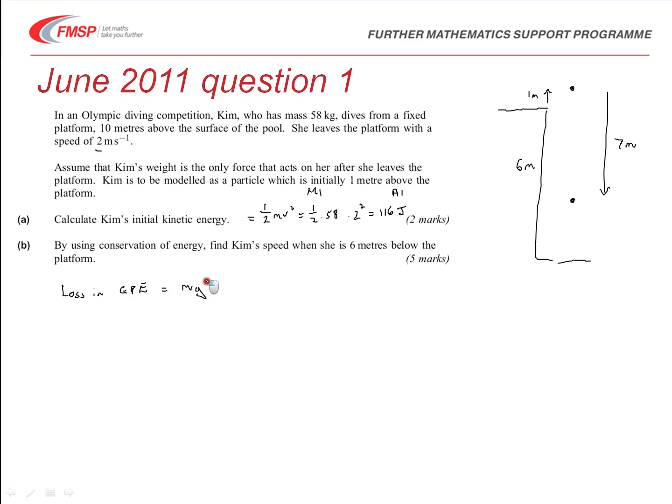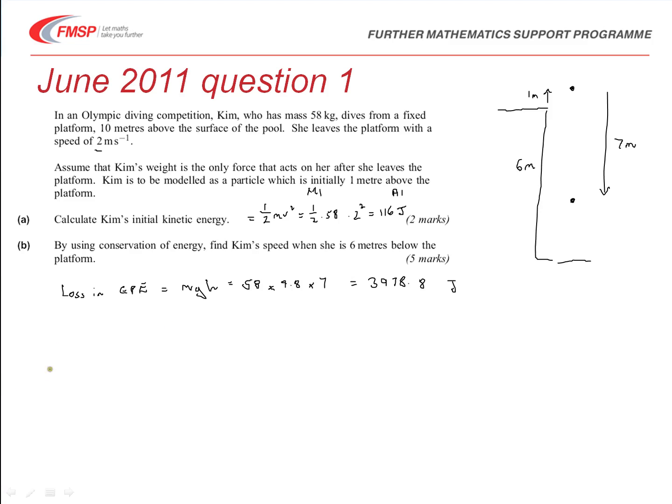mgh, where m is 58, g we know is 9.8, and the height change is 7, and so if we work that out we're going to get 3,978.8, and that'll be joules. Now we know that that loss in gravitational potential energy must be converted to kinetic energy. So in other words, this must equal the gain in kinetic energy.